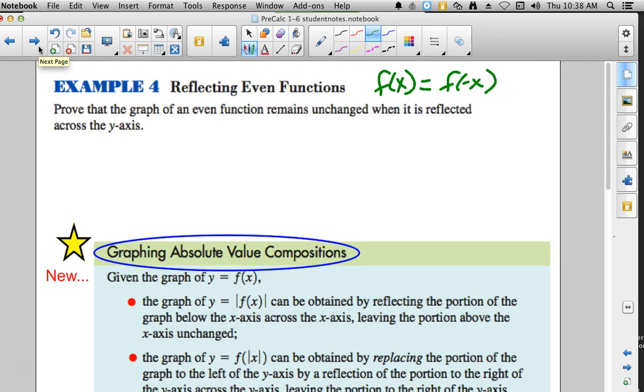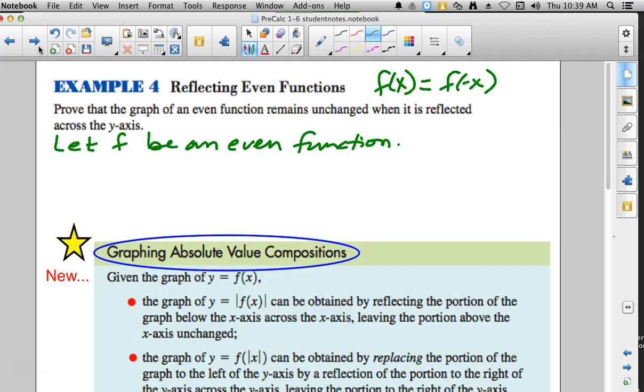So here's what we remember about even functions. If you put a negative in, it just gets you back to the original. That's what that says. I've got a negative in my function, but it gets me right back to the original because this is going to be an even function. So, how do we start? Well, prove that the graph of an even function. Well, we better start talking about an even function. So let's let f be an even function. That's how we start. They wanted us to talk about an even function.